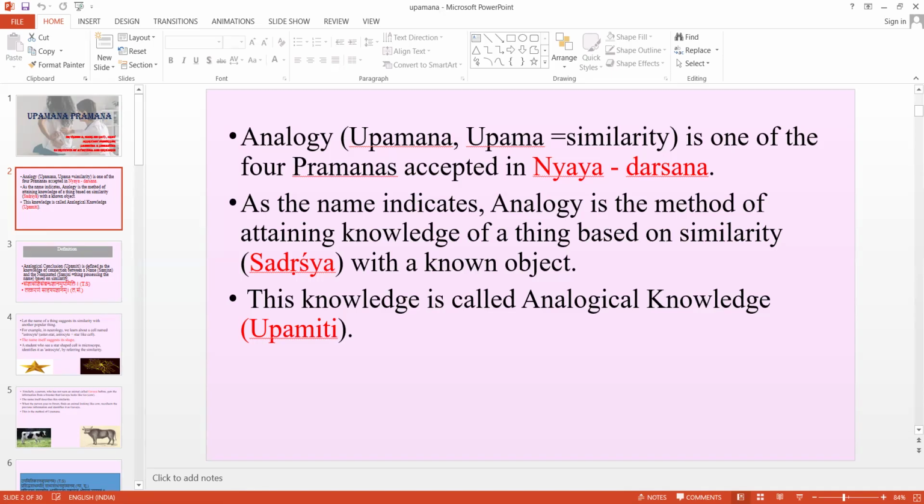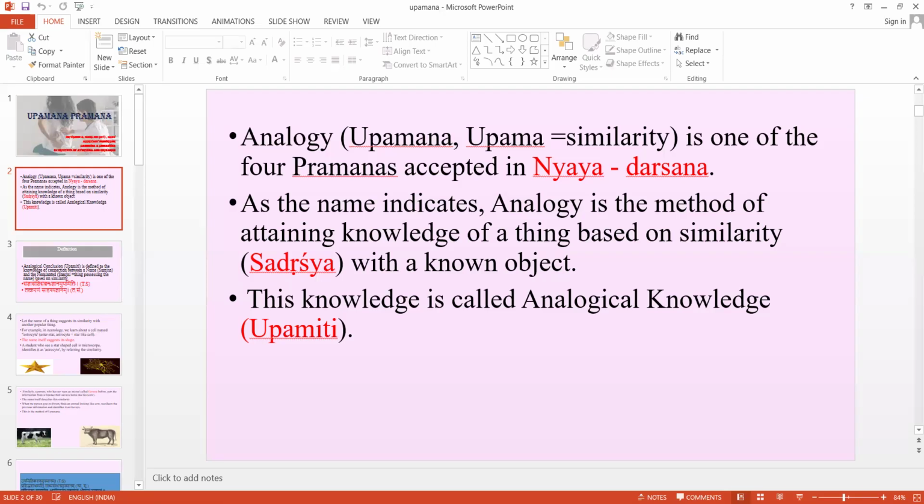I think you people have got my point. The knowledge you are getting through Upamana Pramana is called Upamiti. The knowledge getting through a Pramana is called Prama. That's why Prama is of four types. Aprama is of three types.